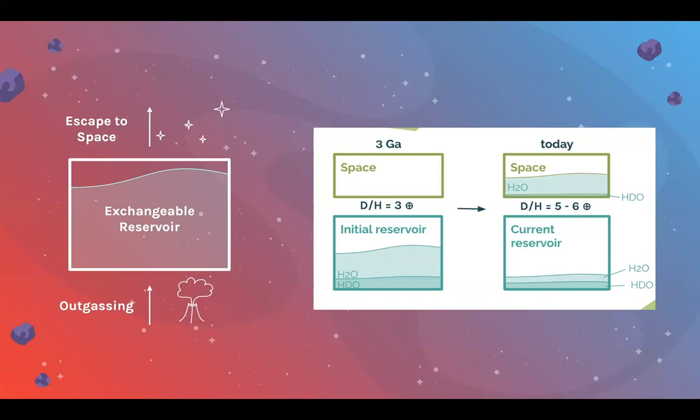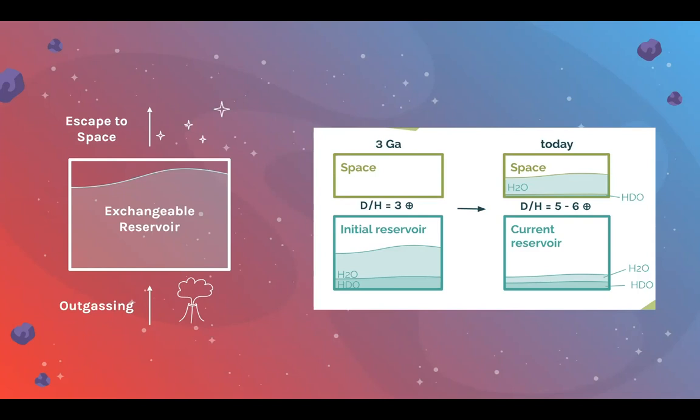So on the left, you're looking at the starting position for my model, which is around 3.3 billion years ago. And the reason why we chose that is because we actually have a measurement. So the Curiosity rover was able to measure the D to H ratio in a parcel of clay that was dated to be 3.3 billion years old. And so that gives us a starting point for the isotopic ratio. And today we can measure the D to H ratio in the atmosphere and compare the two and allow the reservoir to evolve over time.